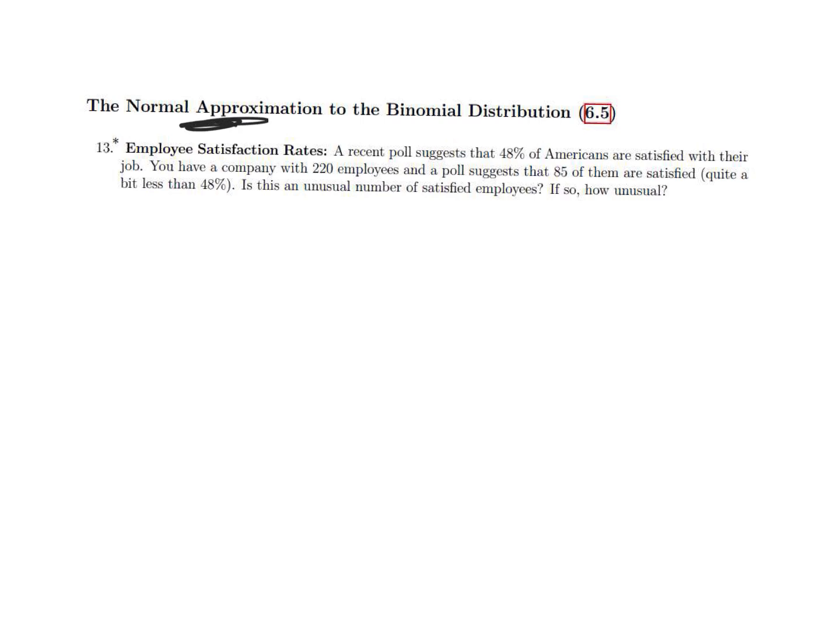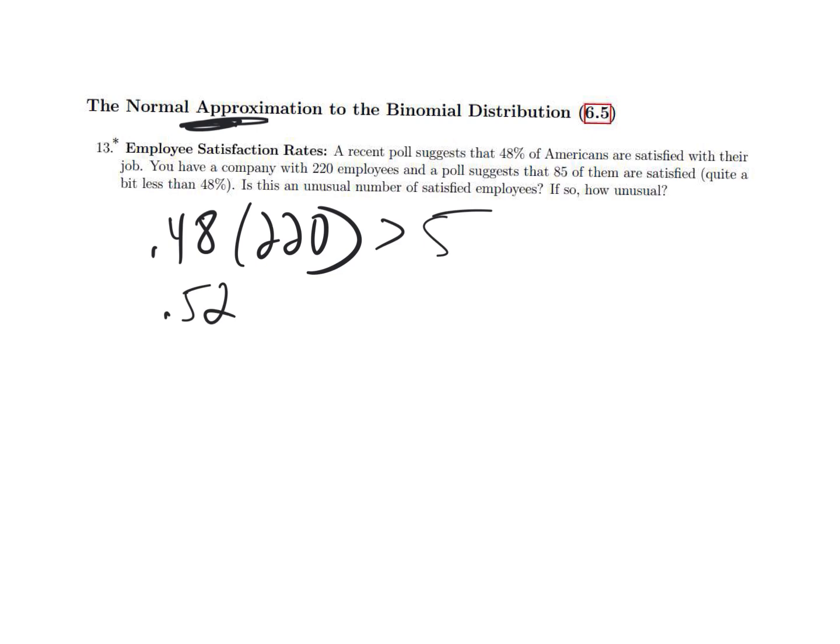And that is, you're going to take the probability, so in this case 48% of Americans, and we have 220 employees. If we multiply that, is that answer bigger than 5? And sure is, it's almost half. And then do 1 minus the probability or that percentage. So that's 0.52, and that times 220 is also bigger than 5. So because this is true, we can use a normal distribution to approximate this binomial distribution.